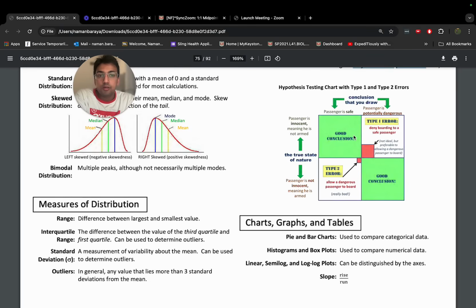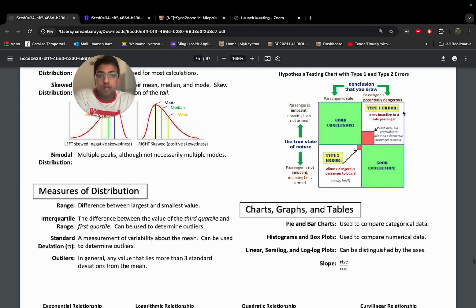It's important to know type 1 and type 2 errors. Type 1 error exists over here, and type 2 errors exist over here. So type 1 errors is, let's see, in this example, they say passenger is safe, passenger is potentially dangerous, passenger is innocent, passenger is not innocent. So in a type 1 error, you say it's a false hit. You assume that they're dangerous, but they're innocent. And then type 2 error is a false miss.